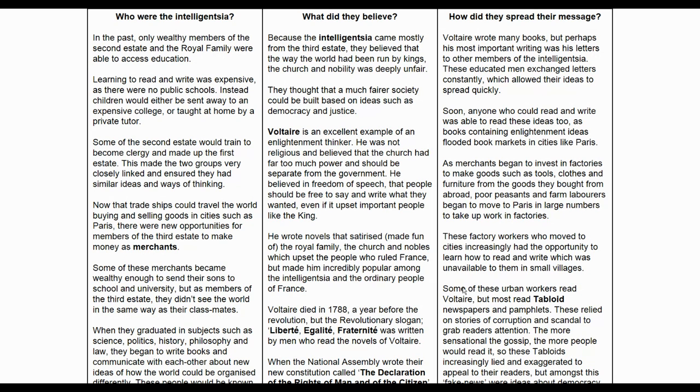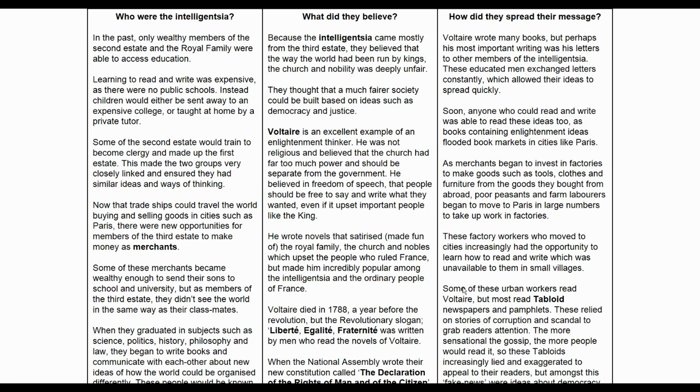How did they spread their message? Voltaire wrote many books, but perhaps his most important writing was his letters to other members of the intelligentsia. These educated men exchanged letters constantly, which allowed their ideas to spread quickly.